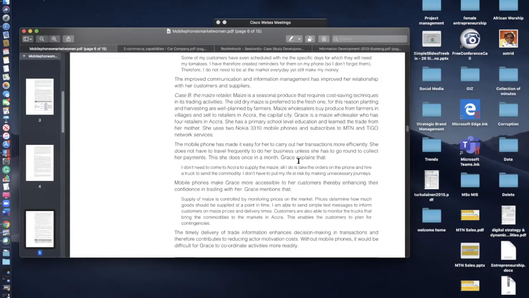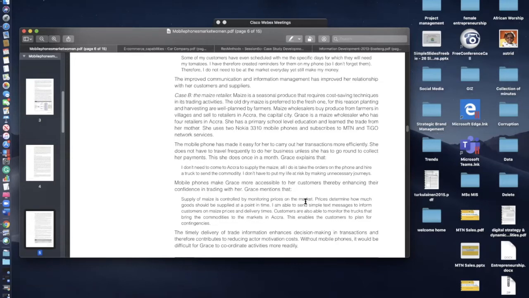Now, what you are seeing here is the case study of Grace, a very mini case that explains what Grace uses the mobile phone for. What you're also seeing here is that there are several different explanations that complement each other, and sometimes they go in the opposite direction, but they are all trying to emphasize why the business needs a mobile phone. The first thing is about the seasonality of maize, which the case study established in the beginning. That is also confirmed by Grace by saying that the supply of maize is controlled by monitoring prices on the market.